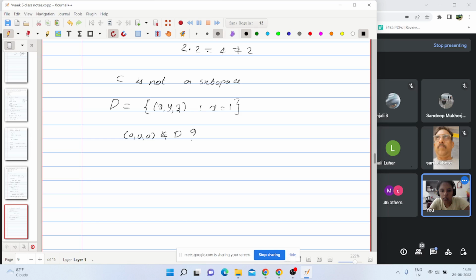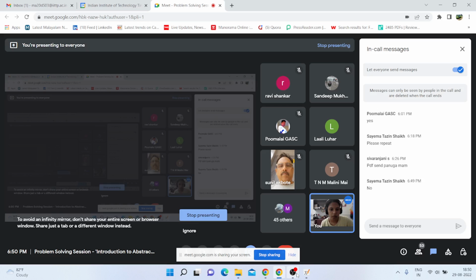Okay. Are all the four options clear for everyone? If you have any doubt, you can ask. Anyone having a doubt? Okay, otherwise let us move to the next problem.